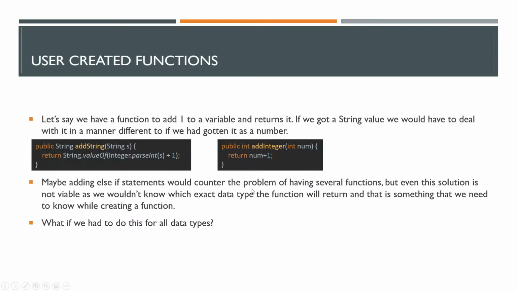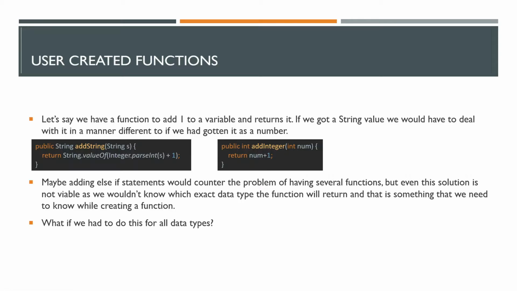But now, let's say, for example, I had to create a function that would add 1 to a variable and return the new value back. Let's say we got a string, the user entered a string into our function. Then we would have to call the function to the left, public string add string s, and then you return the value of the integer parsed string with one added to it. But if the user input an int, then we could simply call the function to the right.